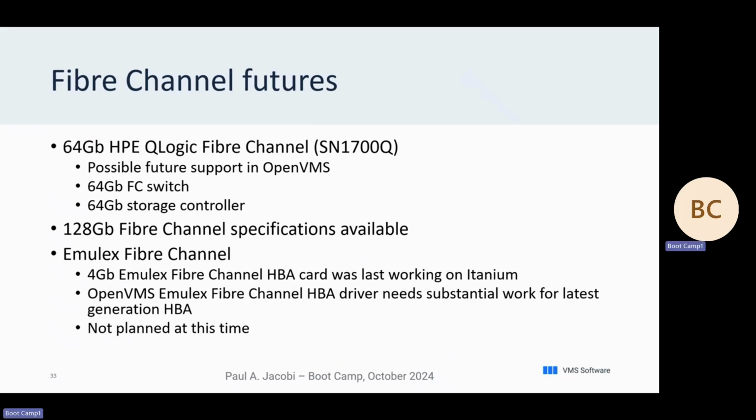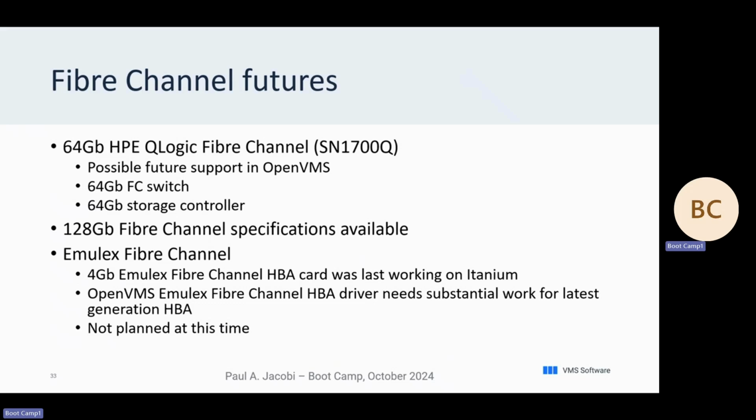So the futures for Fibre Channel: HP already has on the price list an SN1700Q card, which is the 64 gigabit generation of QLogic Fibre Channel adapter. And that's something we'll possibly consider in the future for OpenVMS, in the distant future. But to go along with that card, you're going to need a 64 gigabit Fibre Channel switch and a 64 gigabit storage controller. And the last time I looked, I didn't see any of those available. So those are still in the process of being rolled out. Maybe that's something you put on your Christmas list either this year or next year.